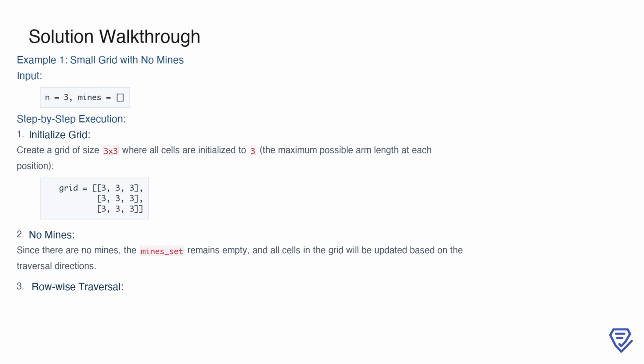Next, we perform a row-wise traversal. As we traverse from left to right, we calculate the minimum arm length at each cell based on the current direction. For the first row, the values update to 1, 2, 3. Then, as we traverse from right to left, the values remain unchanged since the minimum arm lengths are already optimized. Repeating this process for the remaining rows gives us an intermediate grid where each row has values 1, 2, 3.